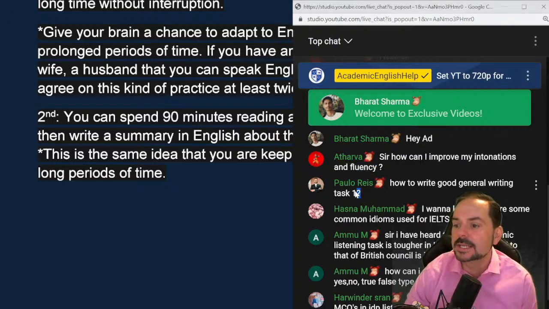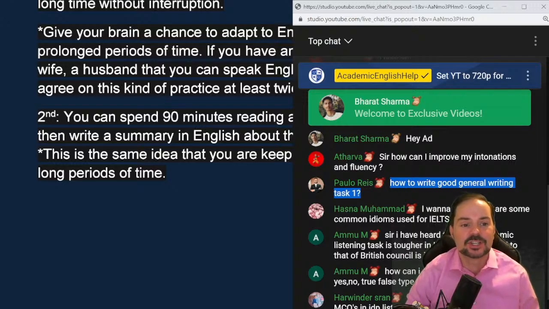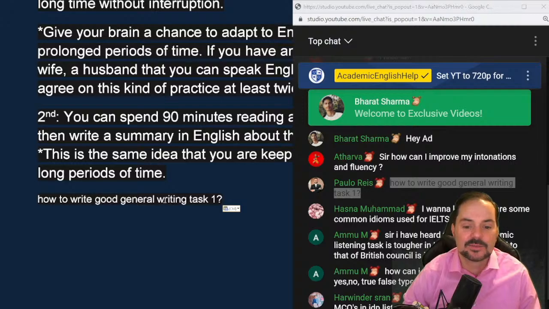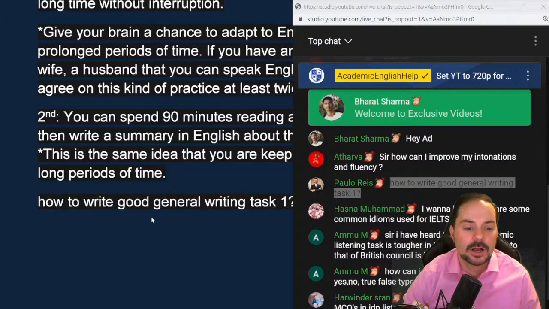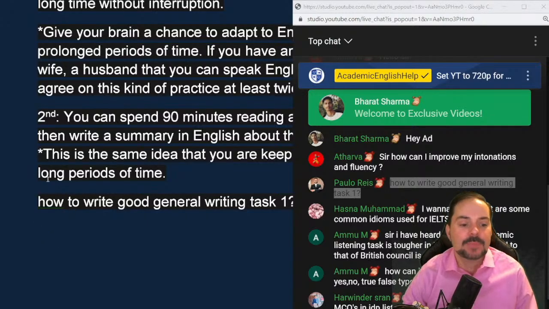Paulo Reese is asking how to write good general writing task 1. You can see the question here. So let's grab that question. Again, if you're thinking it, somebody else is thinking it as well. So Paul is asking this question here. How can I write a good general task 1 writing?